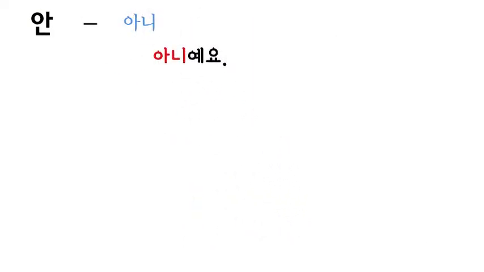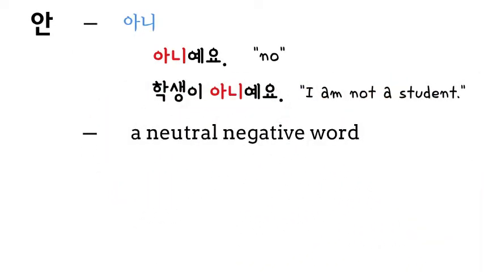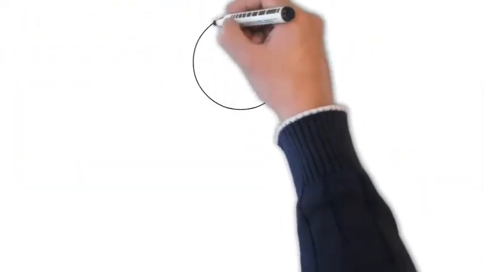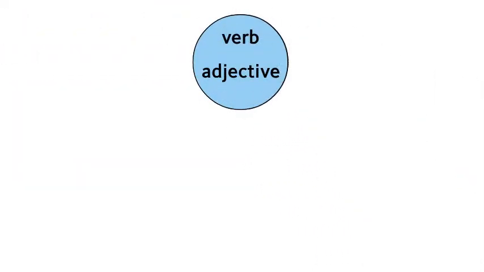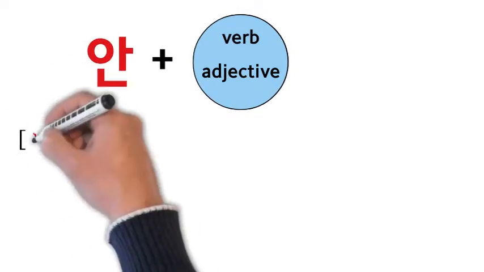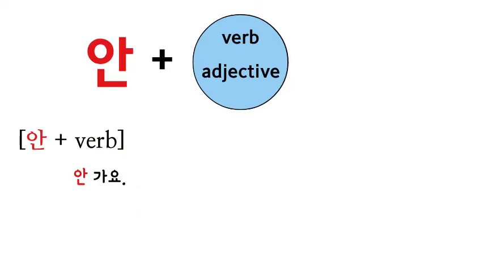Negative 안 is an abbreviated form of 아니, as in 아니에요, which means no, or 학생이 아니에요, I'm not a student. 안 is a neutral negative word that simply means does not or is not. To put a verb or adjective into the short negative form, you place 안 in front of the verb or adjective. 안 plus verb, 안 가요, do not go.